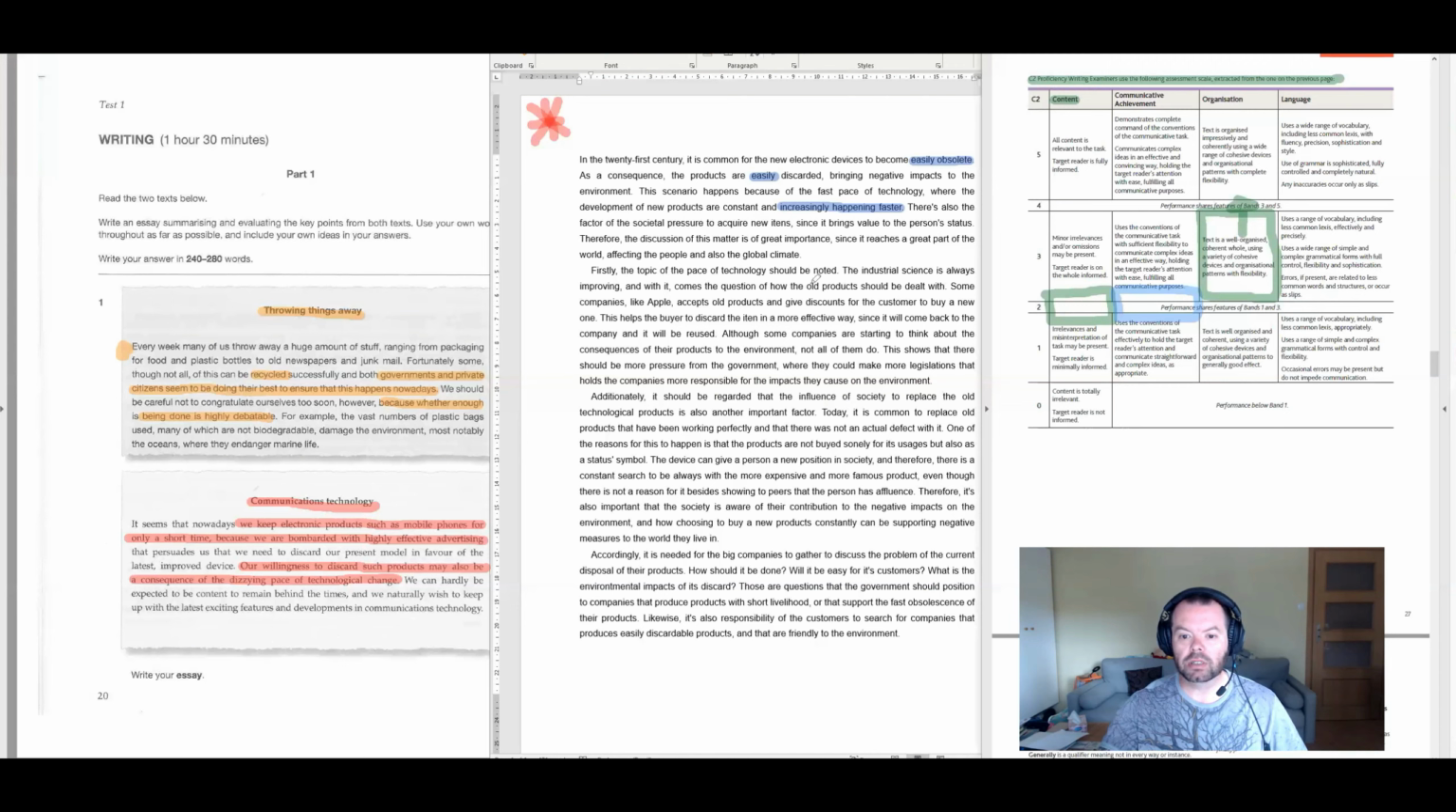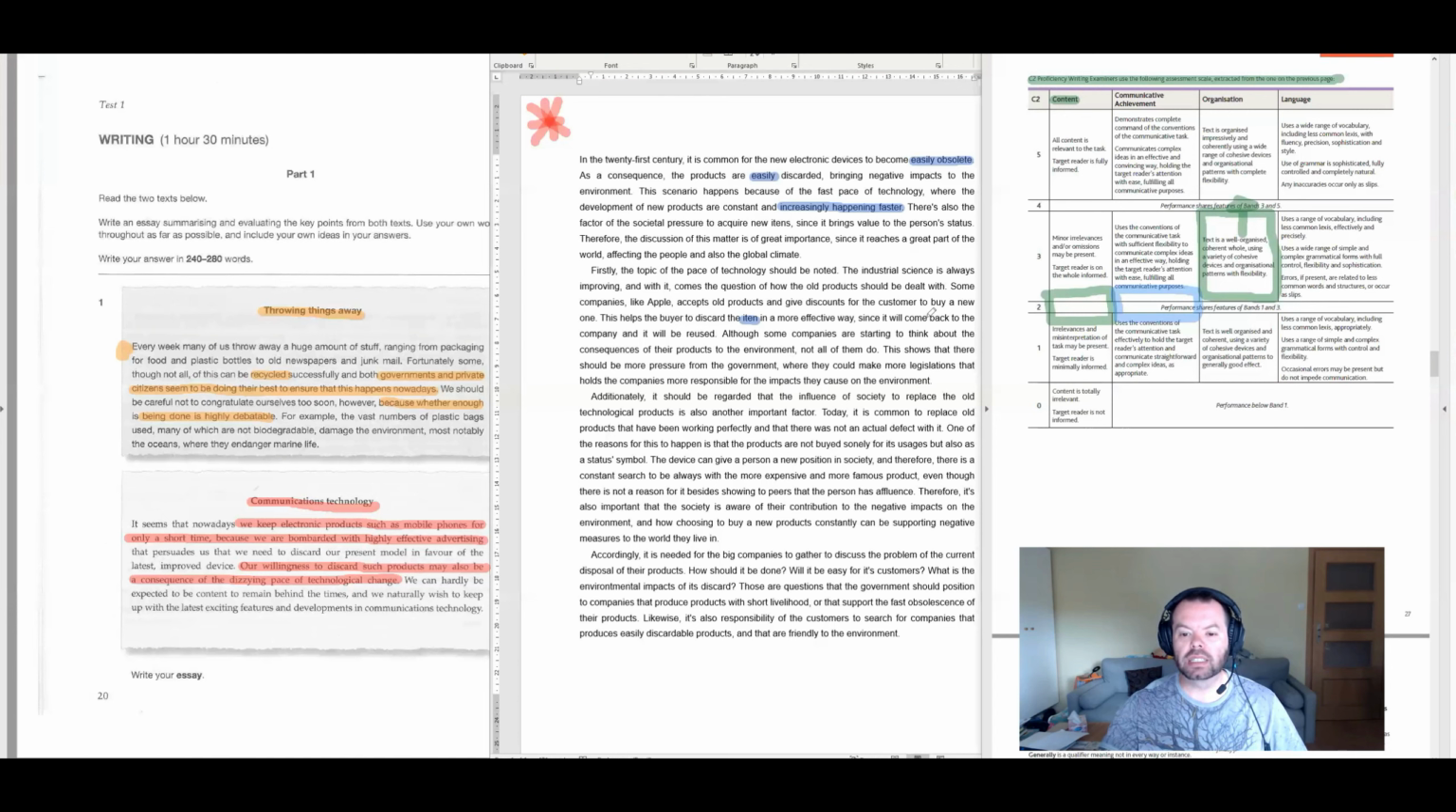And with it comes the question of how the old product should be dealt with. Some companies accept old products and give discounts for the customer to buy a new one. Okay, so actually this is kind of organization, but it's maybe grammar as well. We've got old products, but then new one, singular, so plural going to singular. Okay, this helps the buyer to discard the item. Now, I thought that was a slip at first, but it's repeated later. It's item with an M.